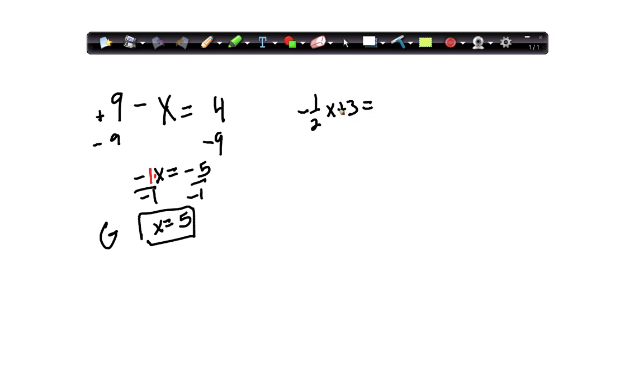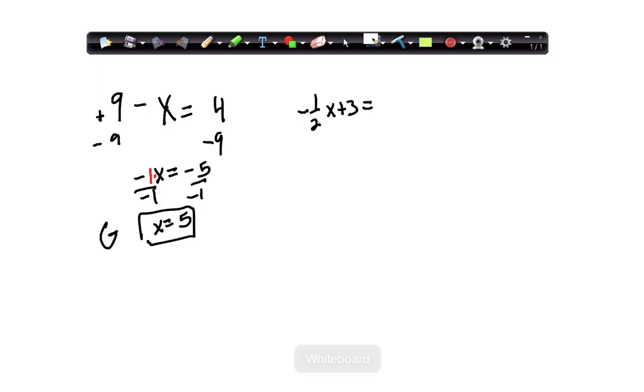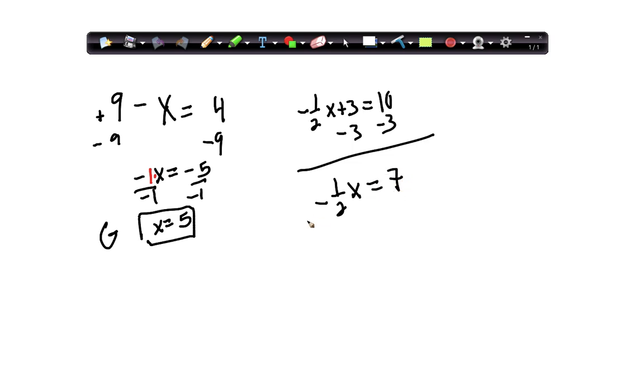And I forgot to write down the rest of it, so we're just going to go back here and look at n is equal to 10. All right, equals 10. So I'm going to subtract 3 to undo that. So negative 1/2 times a number equals 7. I'm going to divide by negative 1/2. Divide by negative 1/2.